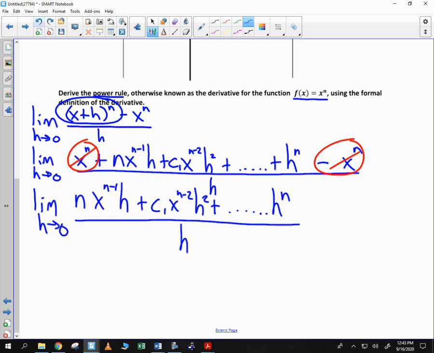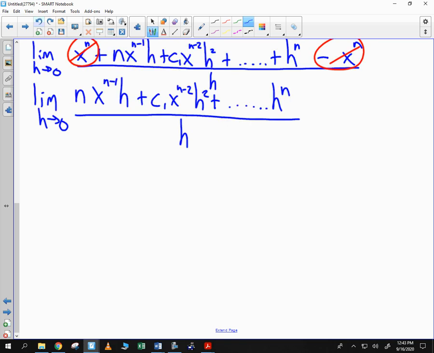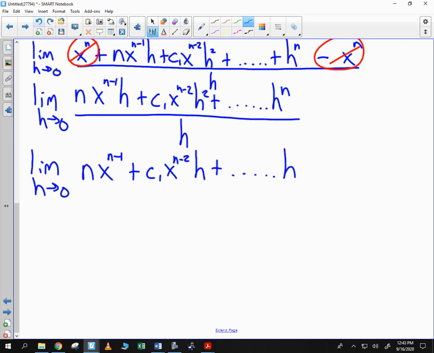Everything now has an h. I can divide the h off, and I'm left with n times x to the n minus 1. That first h disappears. But everything else, so I've got c sub 1 x to the n minus 2, and then I just have one h instead of two of them. But everything else is going to have an h.